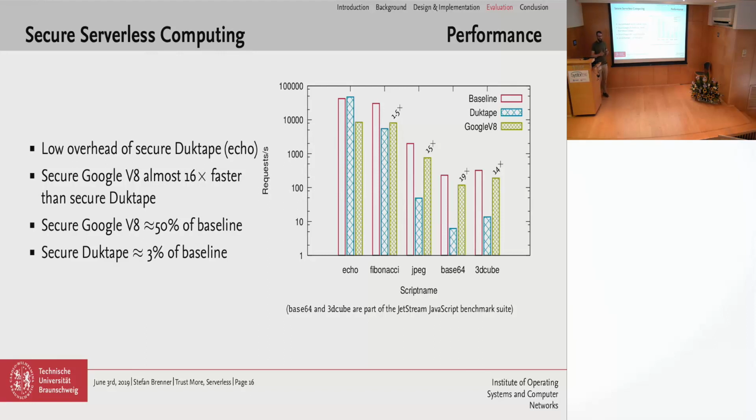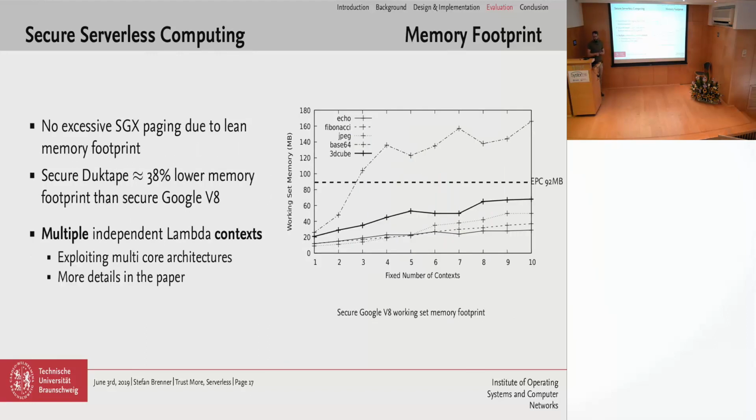And comparing it to the baseline, so comparing how fast secure V8 is versus the unsecure V8 version, or current realistic function clouds, we can see that we can go up to like 50% of the throughput. In the case of Duct Tape, this is a little bit of an unfair comparison because we're comparing secure Duct Tape versus unsecure V8. Okay, so finally, looking at the memory, I've been talking about that EPC limitation a lot.